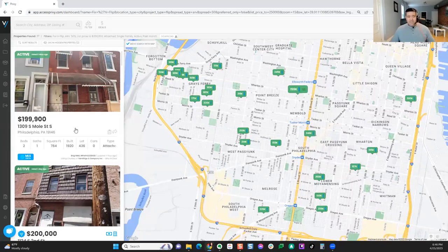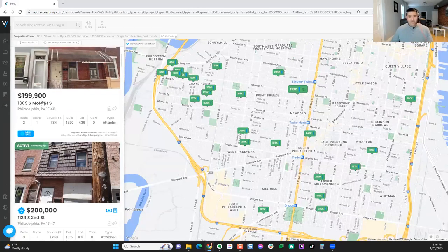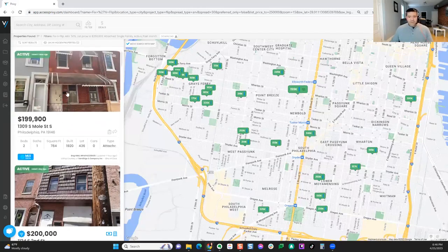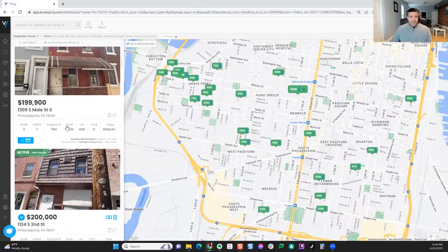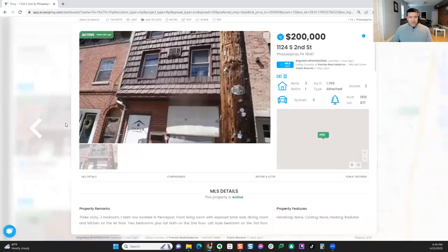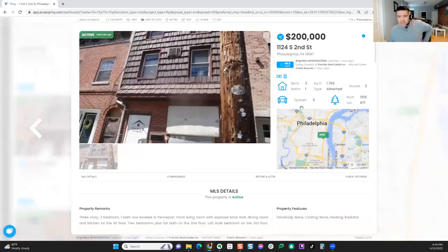So let's look at some of these properties that popped up that we identified as deals, right? What we're comparing is the price of the house to the price of the comps. If there are comps over about 400,000 for this house, that's why we flagged it as a potential deal, because we said 50%. This one right here is 200 grand, 1,760 square feet.